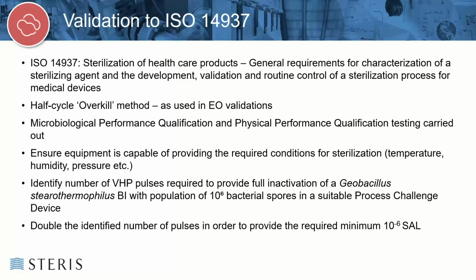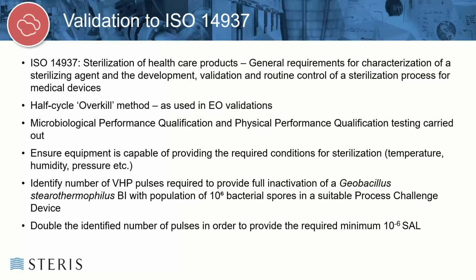The physical performance qualification testing for this validation is pretty much just to ensure that the equipment is capable of providing the required conditions for sterilization. So once the chamber is fully loaded up, it's still able to reach the required temperature, humidity, pressure, and so forth. The microbiological performance qualification testing then is used to identify the number of VHP pulses in the exposure phase that are required to provide full inactivation to our Geobacillus stearothermophilus biological indicators with a starting population of 10 to the 6 bacterial spores. And these BIs are placed in a suitable process challenge device, which means that the BI will be more challenging to sterilize and inactivate than the natural product bioburden on the product itself.